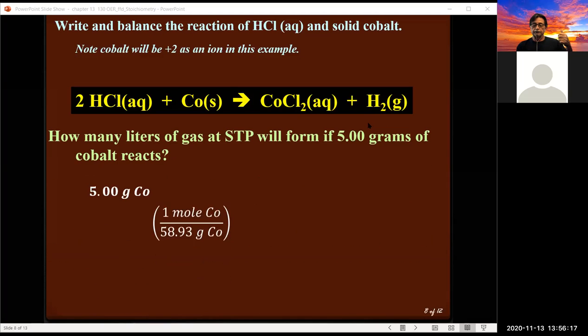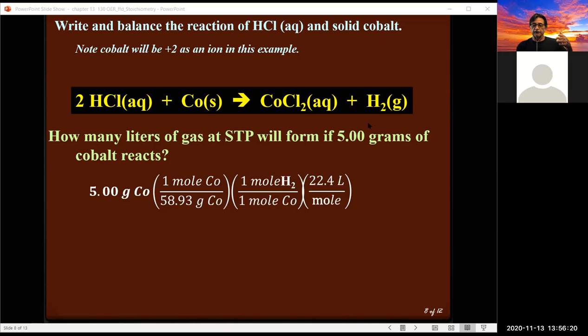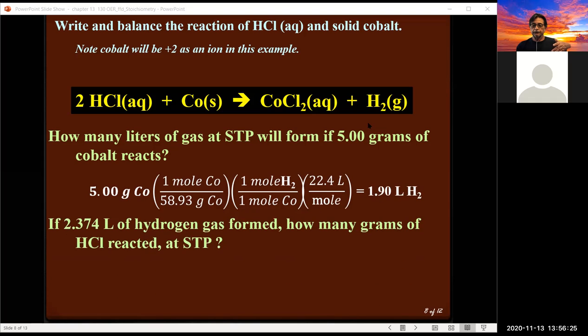Okay, and so that's an example of using that flow chart. Now, here's the other example where if 2.374 liters of hydrogen gas form, just like I showed you on that flow chart, how many grams of hydrochloric acid reacted? And so now our relationship is simply between hydrogen gas and HCl, right?